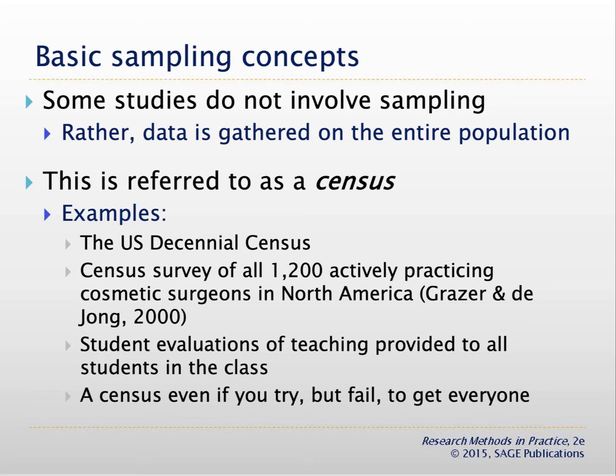So, some basic sampling concepts. As you probably know, some studies don't have any sample. You want to get everyone. This is referred to as a census, like the 2020 census that is going on right now, that happens every 10 years and that occurs in many countries. That's not the only census.